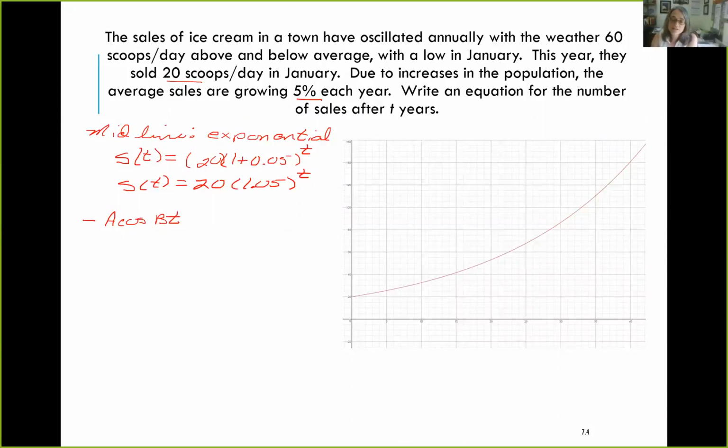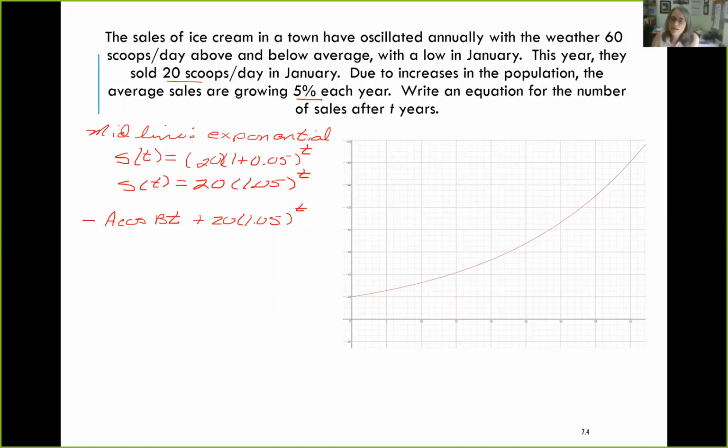Okay, and actually our function is going to be negative a cosine of bt plus 20 times 1.05 to the t power. This gives our midline. It's going to take our cosine curve and bend it. Let's figure out our period.